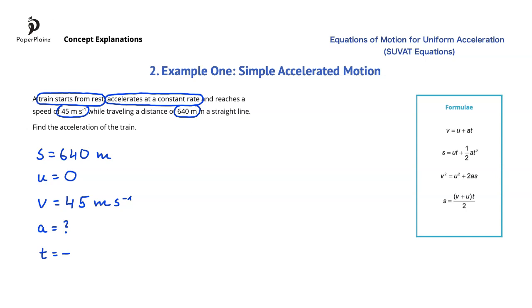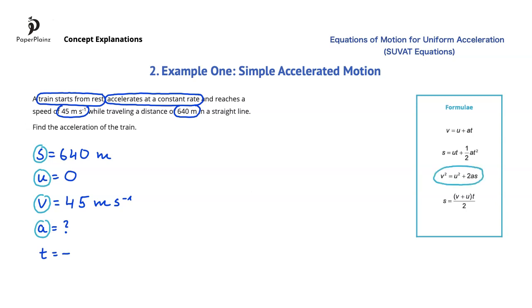The next step is to figure out which equation to use. The equation we choose should include the 3 variables that are given in the question, so S, U, and V, and the variable that we are looking for, so A. The equation that includes all 4 variables is this one.